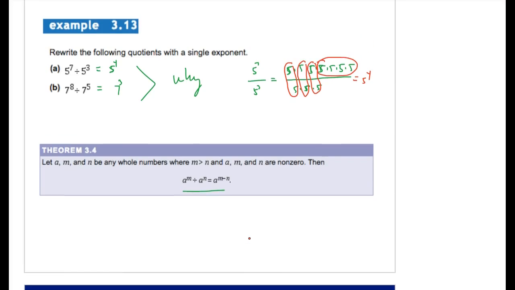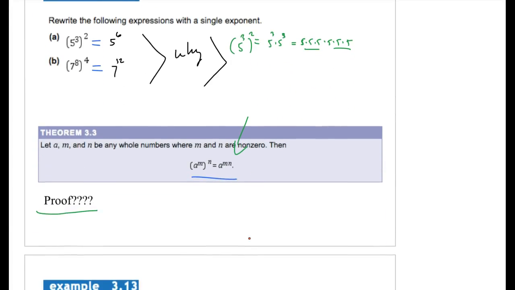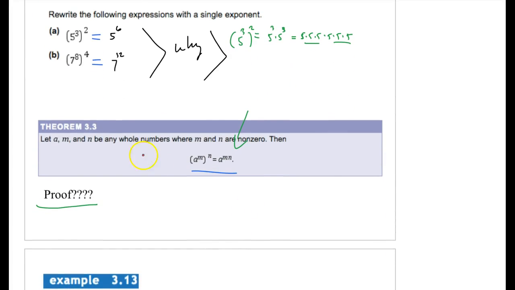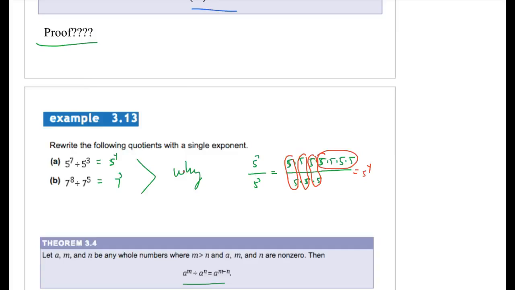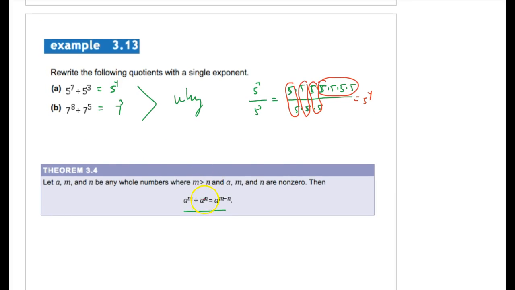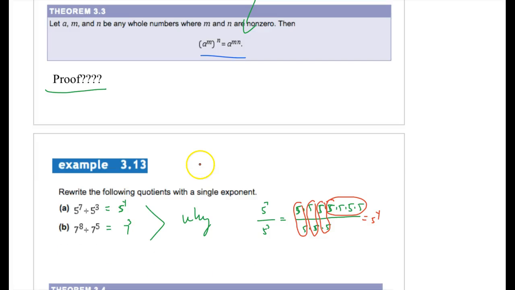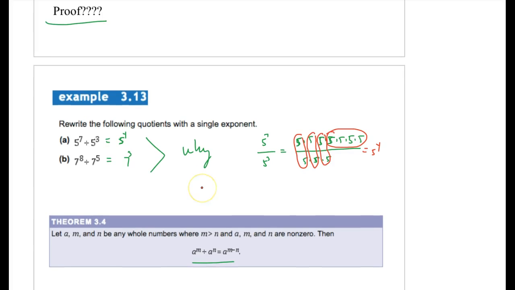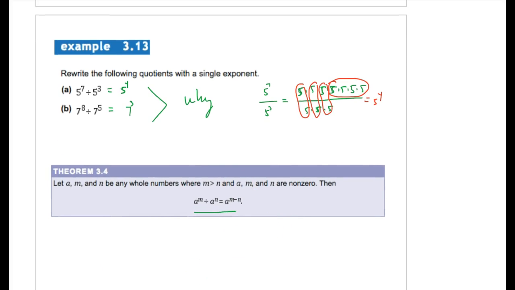And so those are the two: an exponent raised to an exponent rule, and then we also have the division rule. So we have the product rule here, or the power rule it's called, and then this is called the division rule here. So that's what we got.